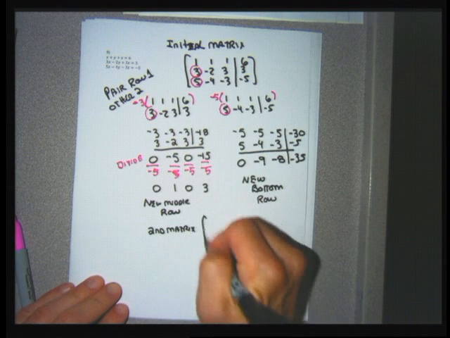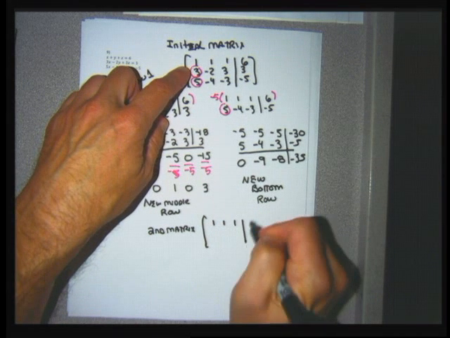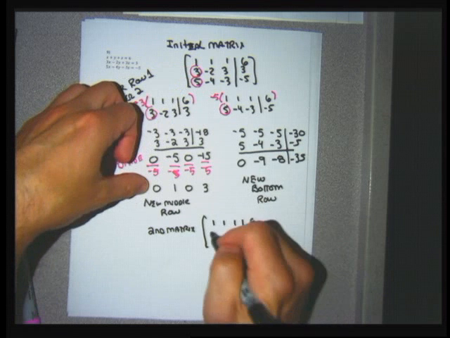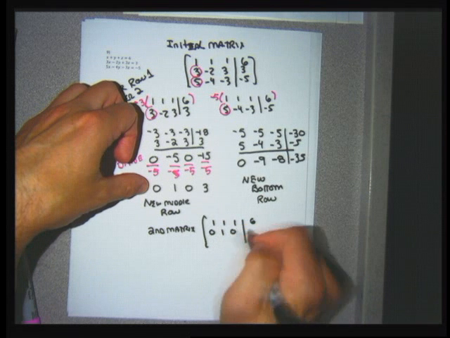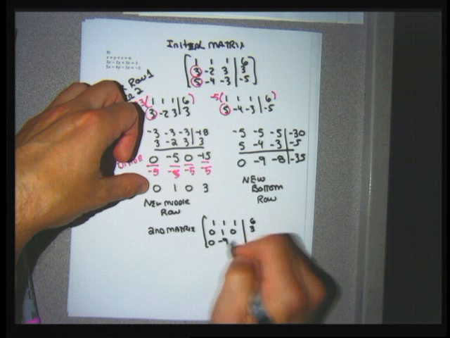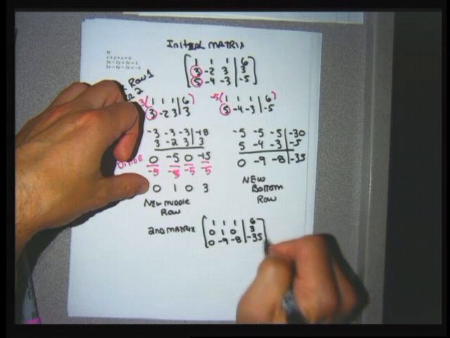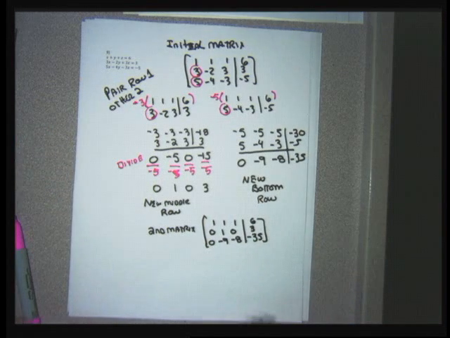So my second matrix, the top row of 1, 1, 1, and 6 is going to hang out and be the same. The middle row is going to go to 0, 1, 0, 3. In the bottom row, I have 0, negative 9, negative 8, negative 35. That's step 1. That gives me my second matrix.